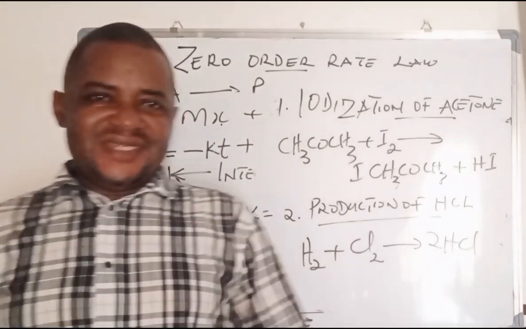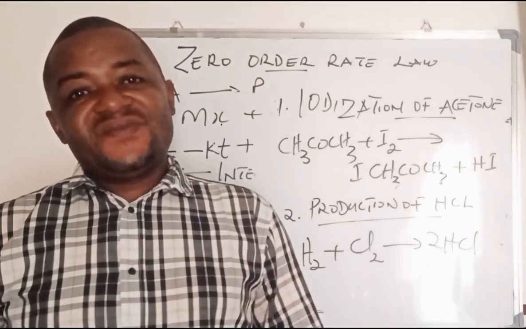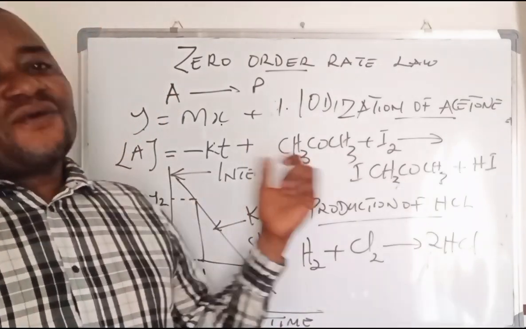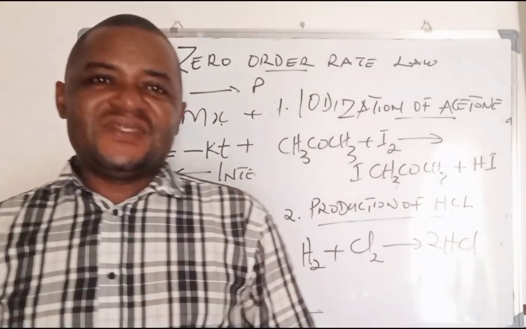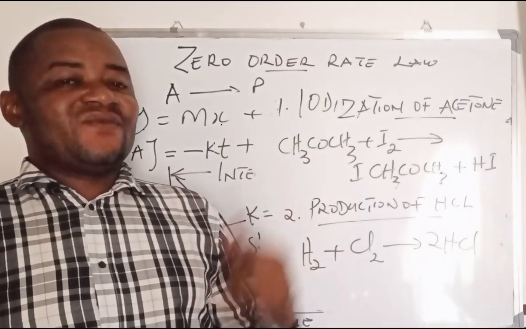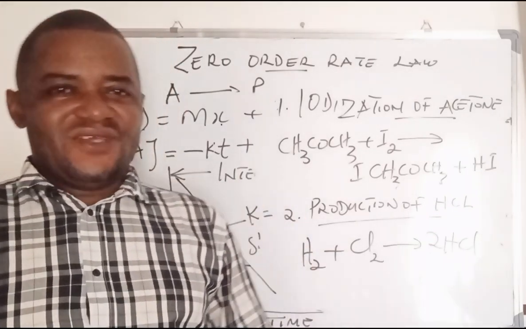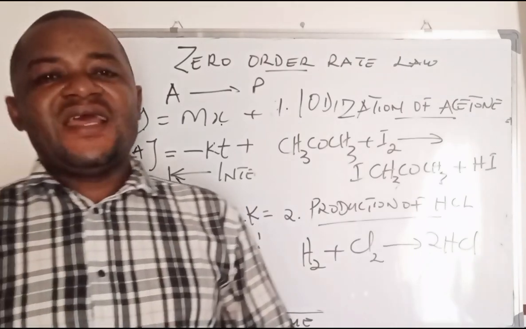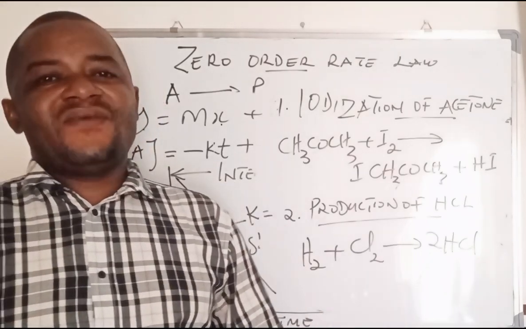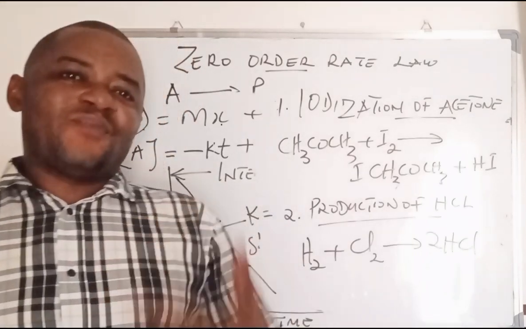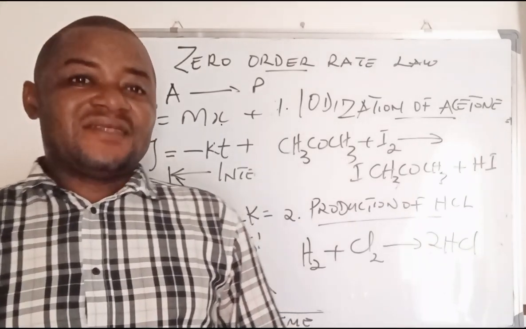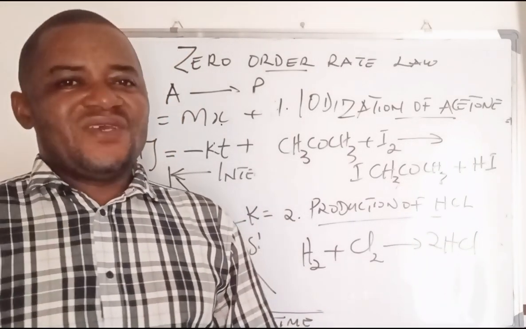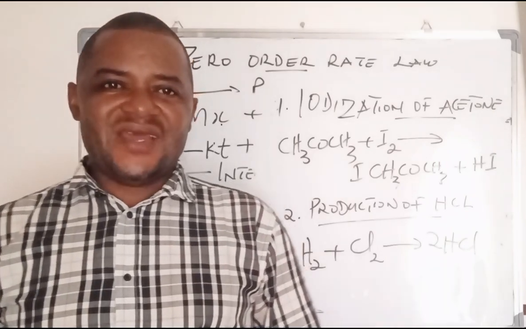I am sure that today, if you watch this video carefully, you should be able to derive the zero order rate law equation from the beginning, which is the differential rate equation, until the integrated form, and plot the graph, and at the end be able to calculate the rate constant and possibly give examples of reactions that obey the zero order equation. Beautiful class today we have.